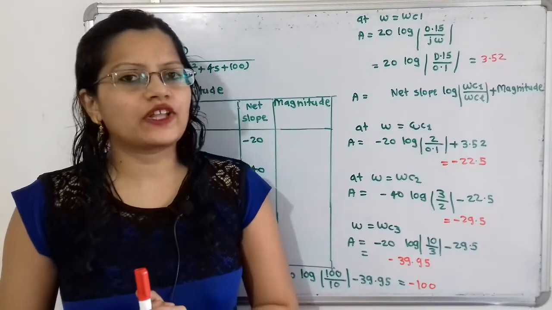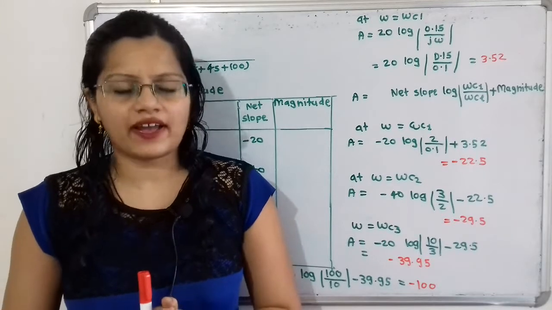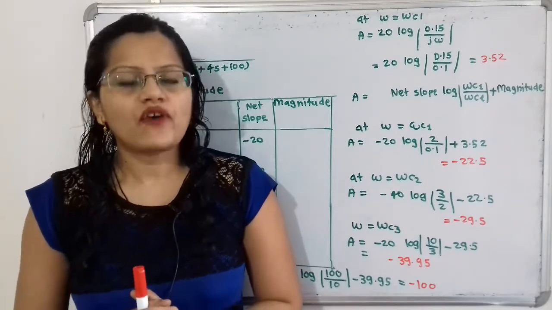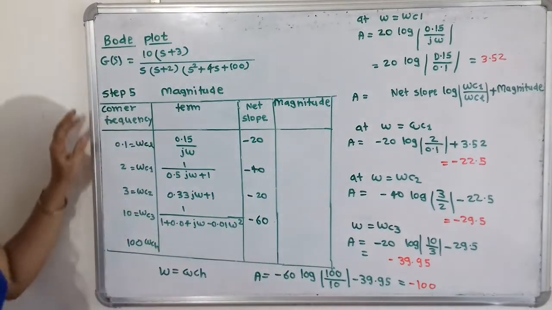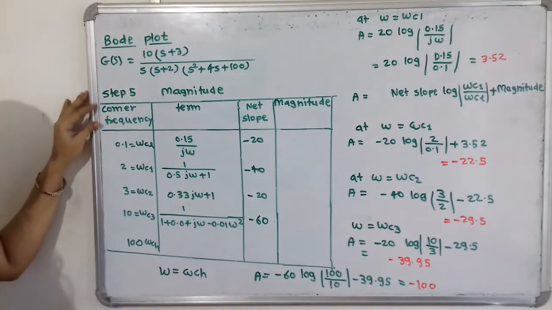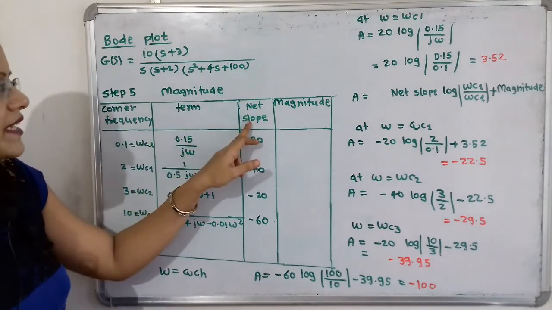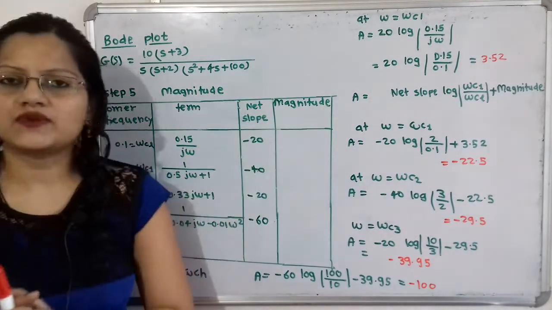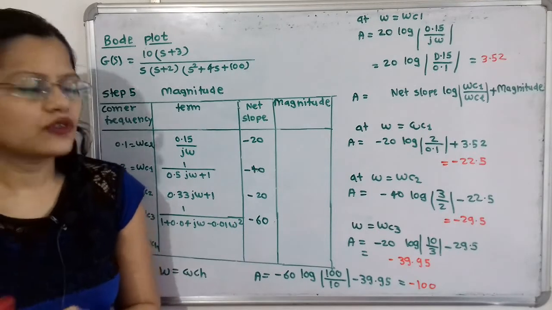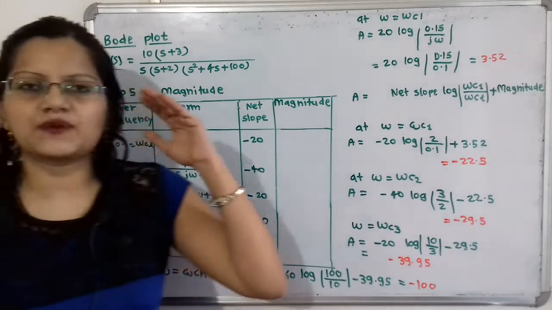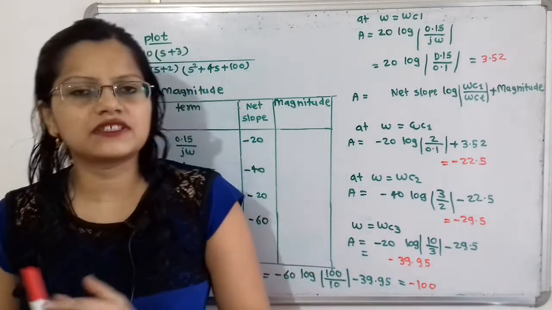Now we will move to the next step, that is step 5. In this step we are going to calculate magnitude. For that we have to make one table. First column will be corner frequency, second will be term, next will be net slope, and last one will be magnitude.